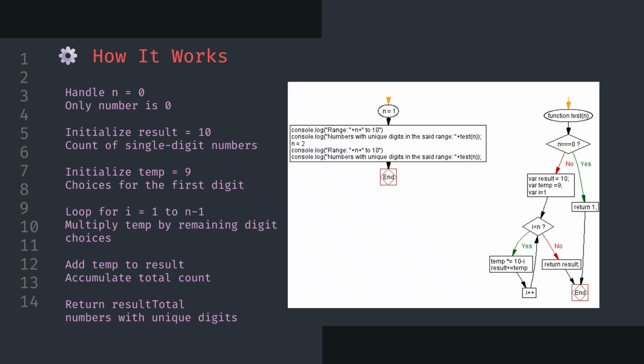The key idea is combinatorial counting. The first digit has 9 choices, 1 to 9. The next digit has 9 remaining choices, then 8, and so on. Adding these gives the total numbers with unique digits.